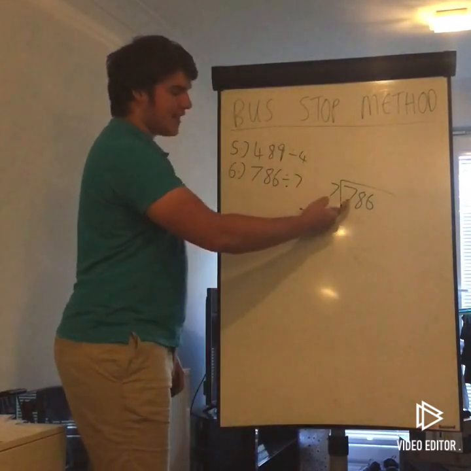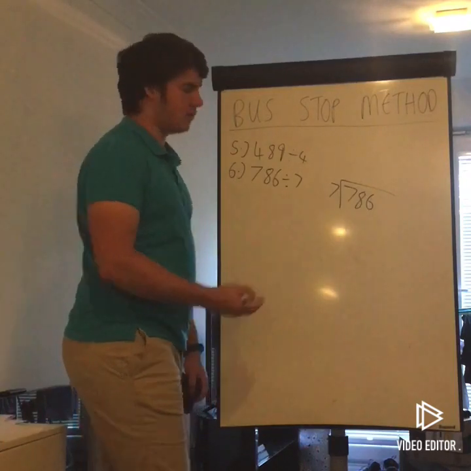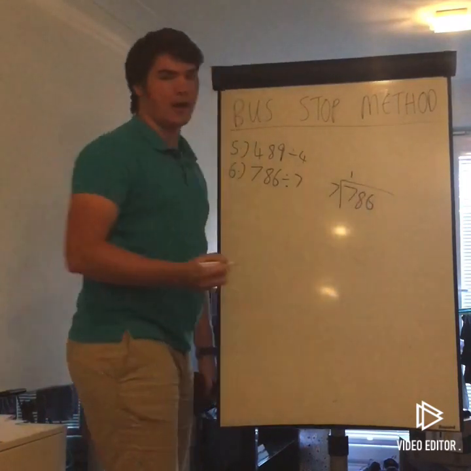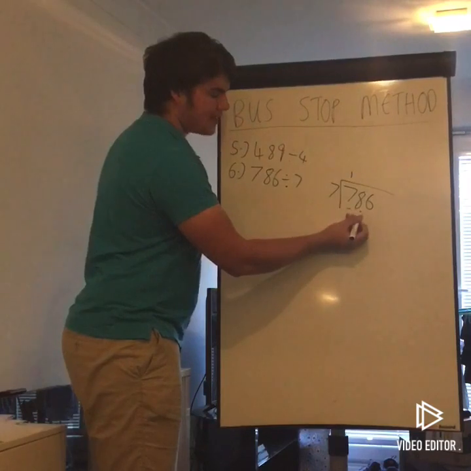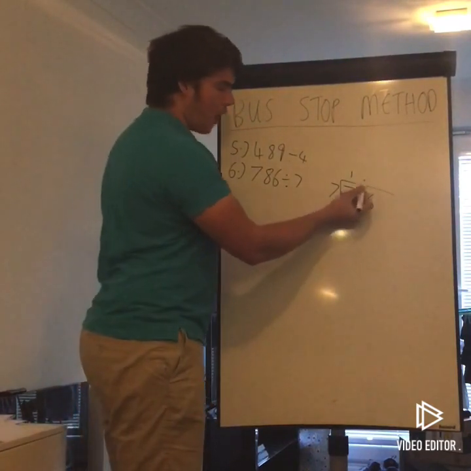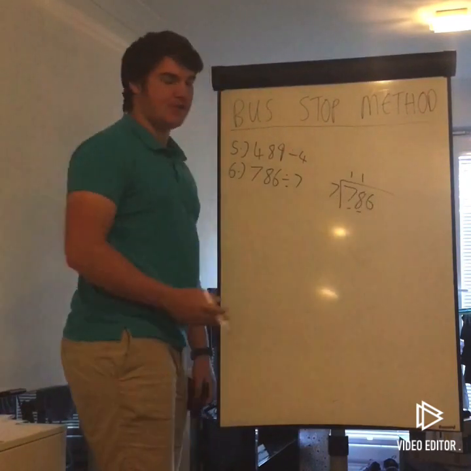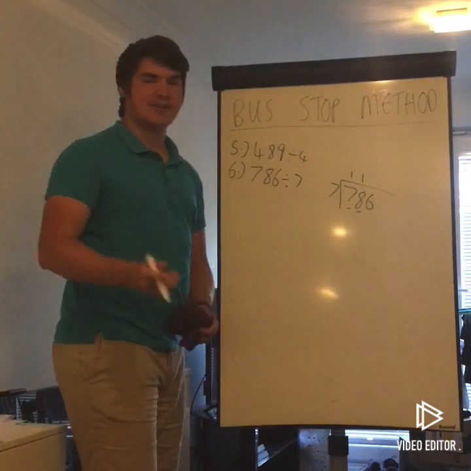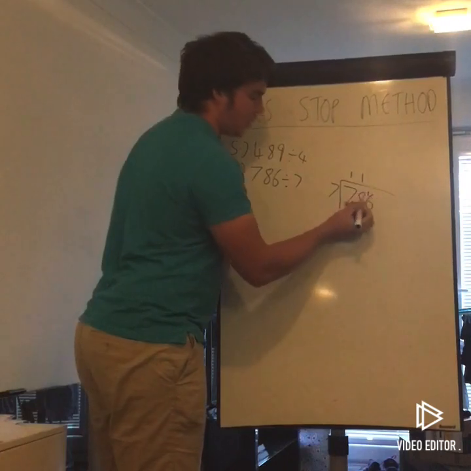So, how many 7s are there in 7? There is 1. That's fine. How many 7s in 8? Well, if we think about what we've done so far, I can get 1 7 and have 1 left over. 8 pencils, hand out 7, 1 left over, so it carries over.